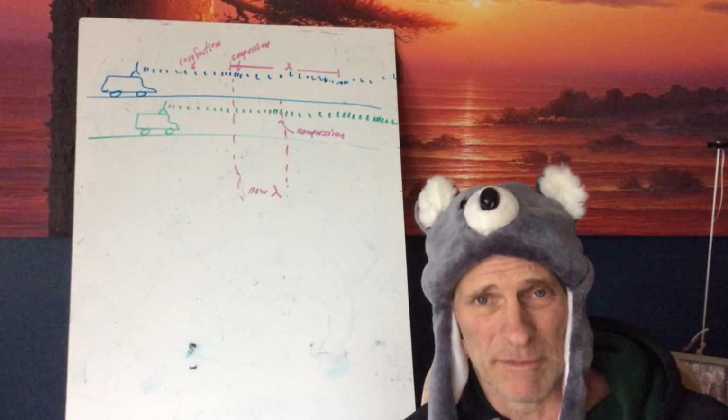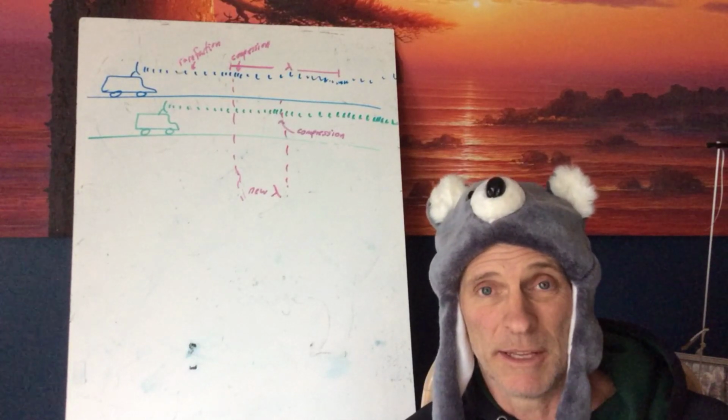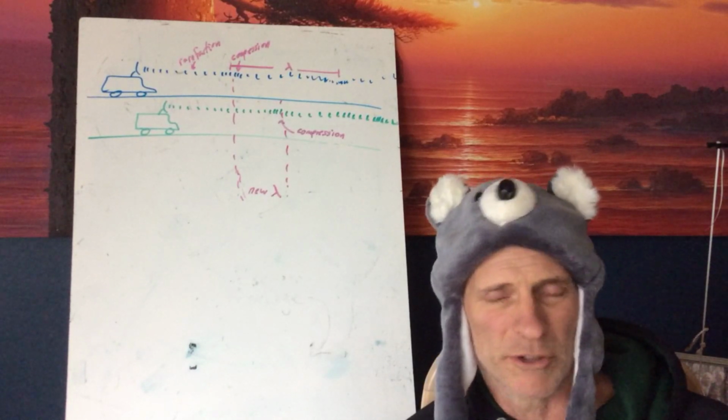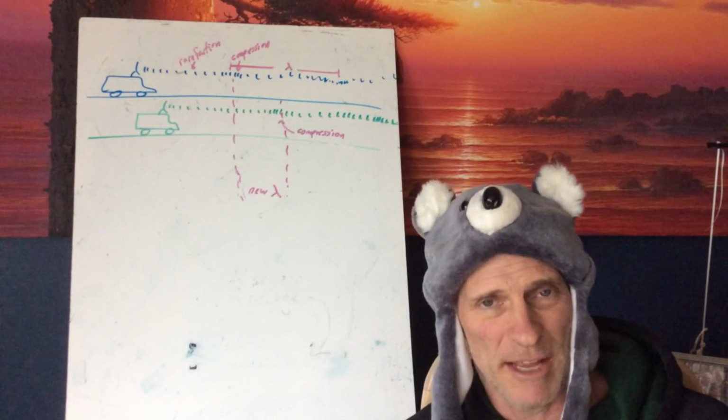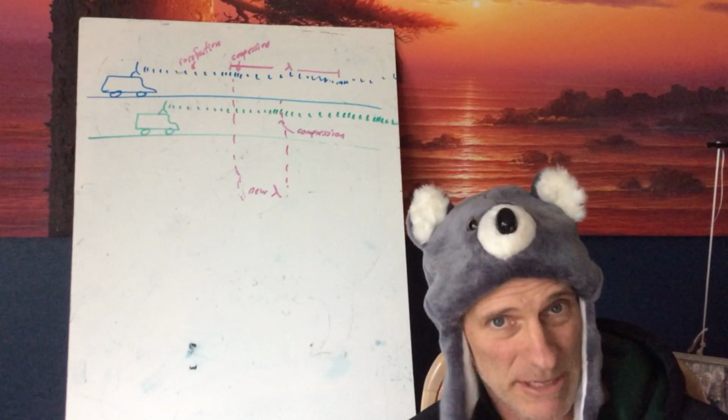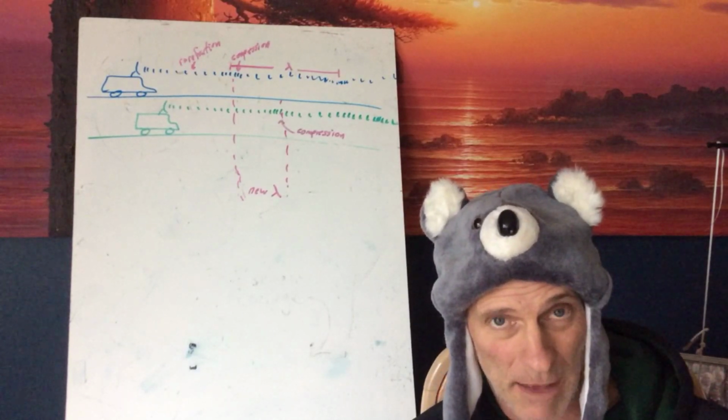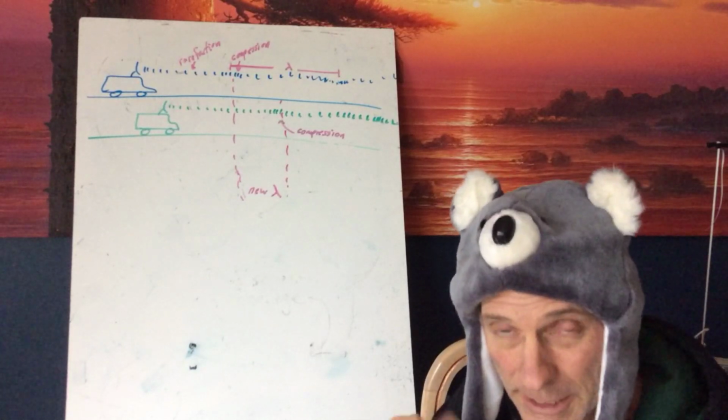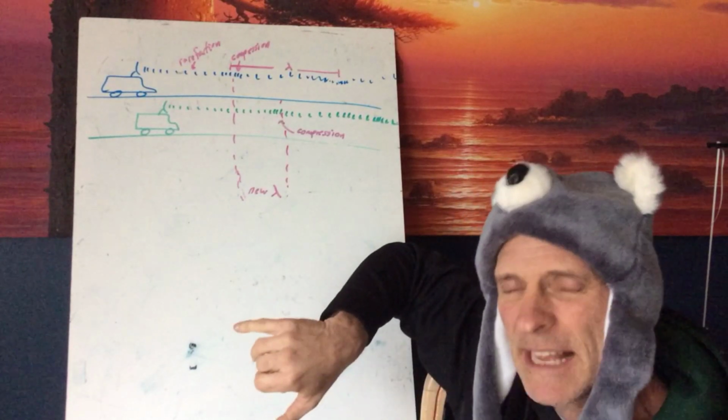Remember, lambda is wavelength. And if wavelength is big, frequency is low. There's a relationship which equals the speed of sound. Wavelength times frequency will equal v, the speed of sound, which we now know is 343 at room temperature. Now what about this next car?